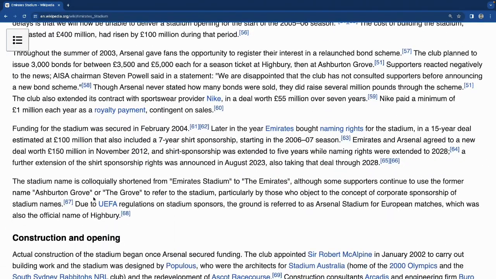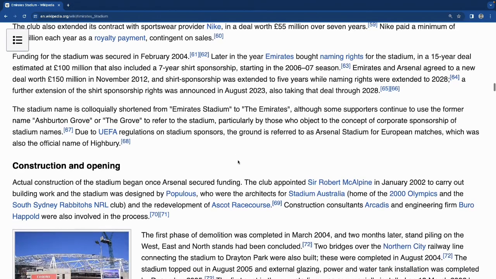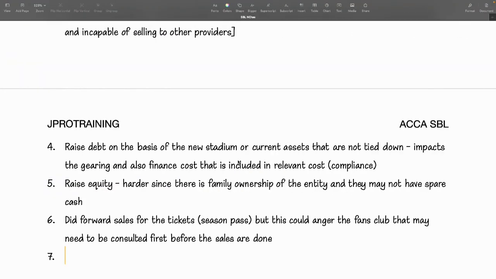They did raise money. Funding was secured later the year. Emirates bought naming right. 15-year deal, estimated 100 million. That also includes 7-year shirt sponsorship. Okay, notice that. Agreed a new deal worth 150 million in 2012. So they did do this thing. Shirt sponsorship was extended 5 years. Further extension was given. So this is where stadium was named Emirates Stadium to Emirates. Okay, that's how they were done. So that's an example.